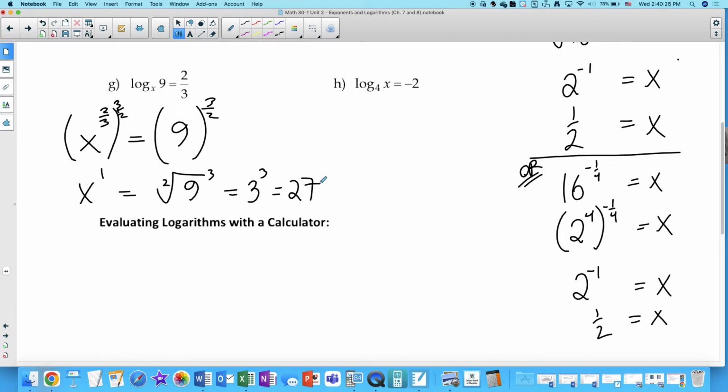Okay, and finally, log base 4 of x equals -2. So we're going to switch forms again. Our base will be 4, our exponent is -2, equals x. Okay, x is already isolated. This is nice, so we just have to evaluate that. That's 1/4 squared, and that's 1/16. So when in doubt, switch forms.